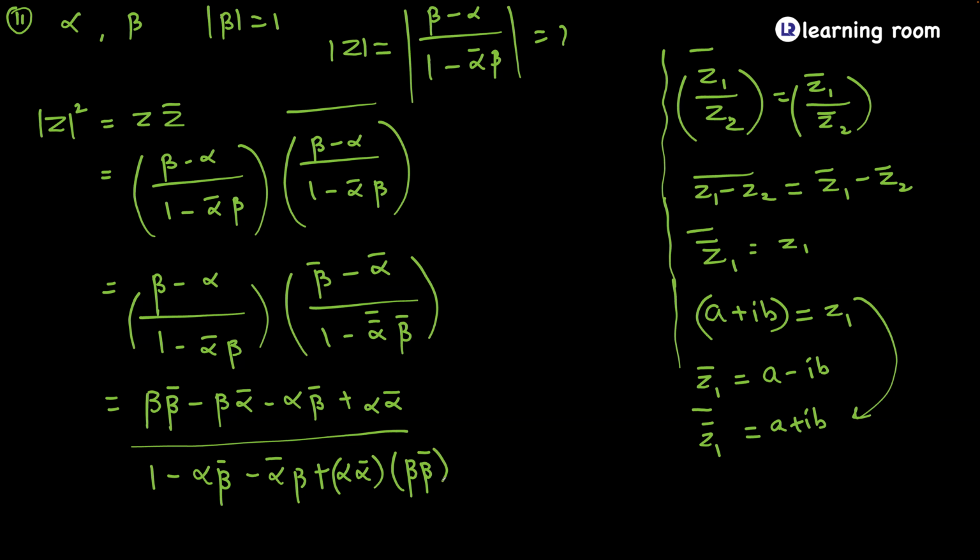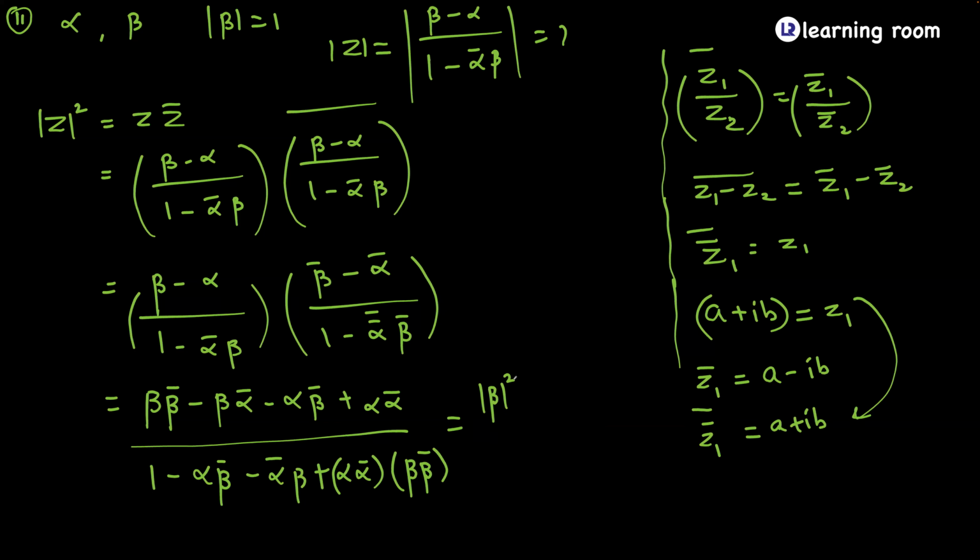Observe, 2 terms multiplied by 4 terms. So alpha conjugate into alpha, beta into beta conjugate. Am I clear with this? Right. So using the property again, Z into Z conjugate is equal to mod Z square. I can write beta into beta conjugate as mod beta square, because I have the value of mod beta. So this will be equal to mod beta square.